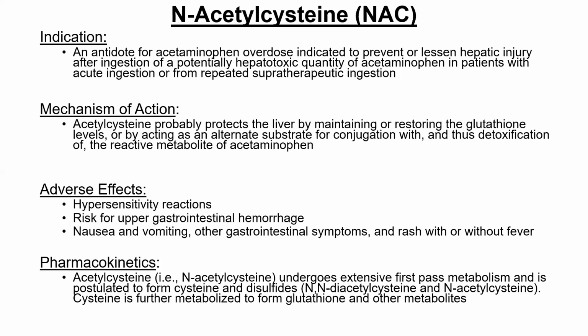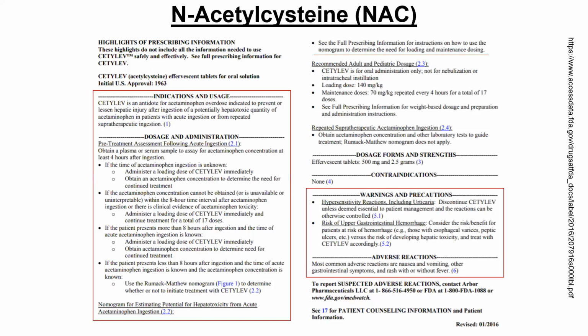Adverse effects include hypersensitivity reaction, which is related to the drug, risk for upper gastrointestinal hemorrhage, nausea and vomiting, and other GI symptoms. It undergoes extensive first-pass metabolism, and it is postulated to form cysteine and disulfide bonds. And cysteine is further metabolized to form glutathione and other metabolites that also help with neutralizing the toxic intermediate. And here's the drug monograph from the FDA.